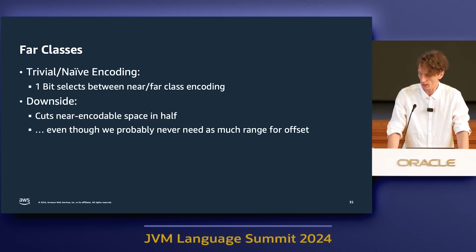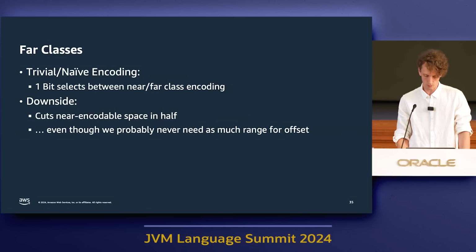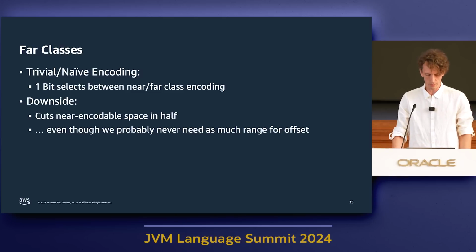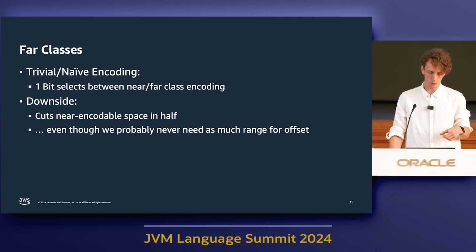So how do we encode this in the object header? The trivial, naive idea for this encoding is just grab one bit of this class pointer. This selects between near or far class encoding. The downside of it is this basically cuts our encodable space in half. We take one bit away, and we can only encode and address like 250,000 classes, which we don't really want, because on the other side, it means we would have a huge range for addressing those class pointers in the object, which we never need.